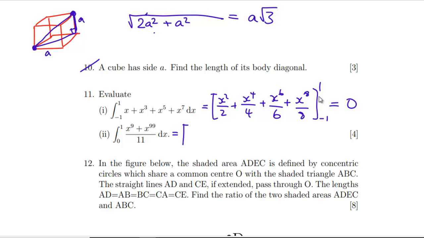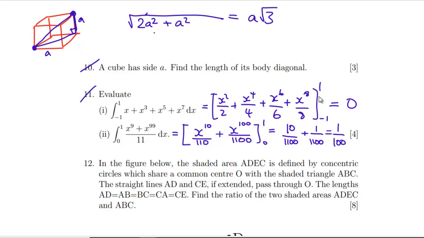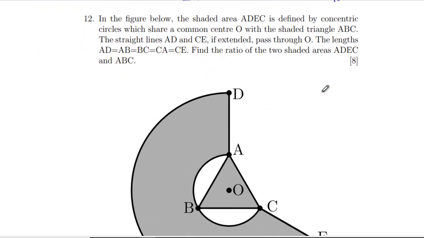That is going to be x to the 10 over 110 plus x to the 100 over 1100 from 0 to 1. So the 0 bit isn't going to make any difference. So let's put it all over a common denominator. 10 over 1100 plus 1 over 1100, which is 11 over 1100, which is 1 over 100. Right, that is nice. Right, this is the last one, and they're finishing off with the geometry one.